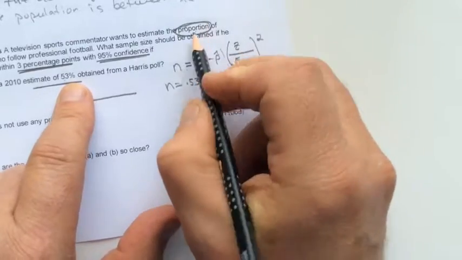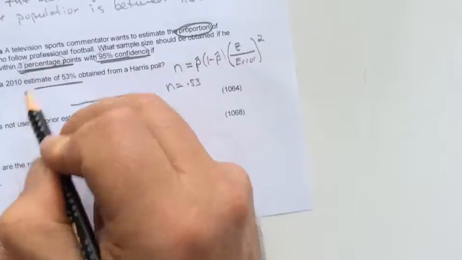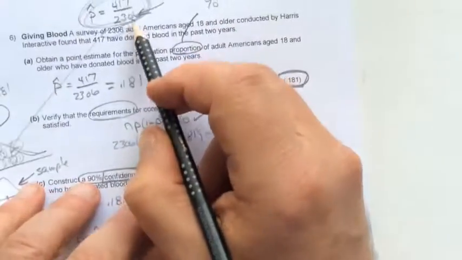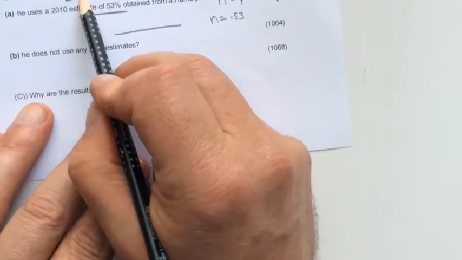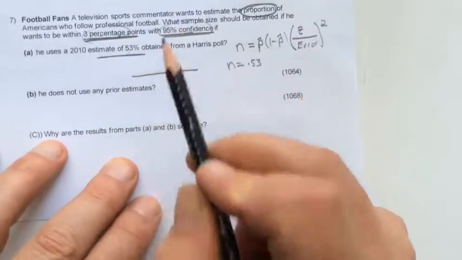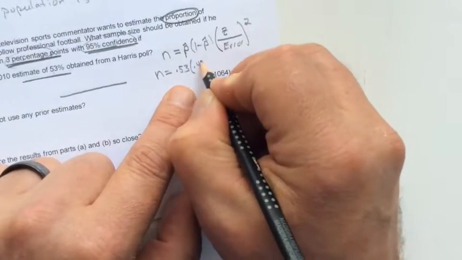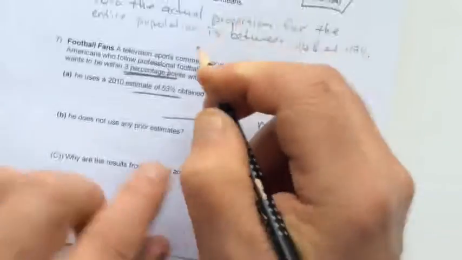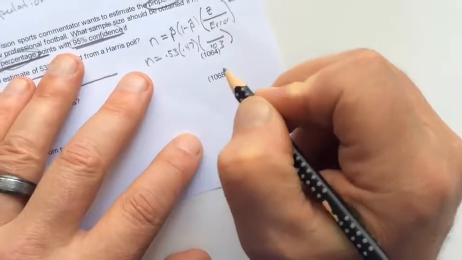So they're asking, how many people do you have to ask if you want to be 95% confident and plus and minus 3? Okay, that's what they're asking. How many people do you have to actually ask if you want to be plus and minus 3 and 95% confident? So it's 0.53 times 1 minus 0.53. Okay, the error is this number, 3 percentage points, so that's 0.03.